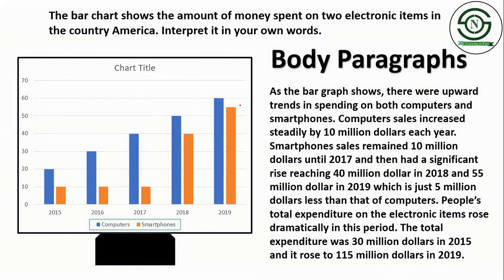because 20 million was spent on computers and 10 million was spent on smartphones in 2015, altogether $30 million, and it rose to $115 million in 2019. As you see here, altogether 60 plus 55, $115 million in 2019. So basically what you did, you just made the comparison, taking the lowest value, and talking about the upward trend and the lower trend. That much for body paragraph.